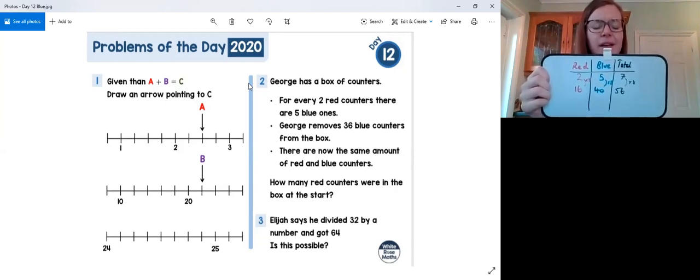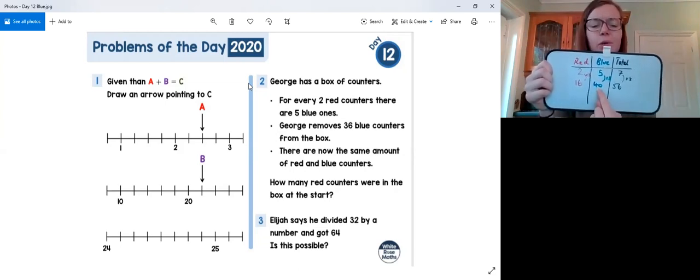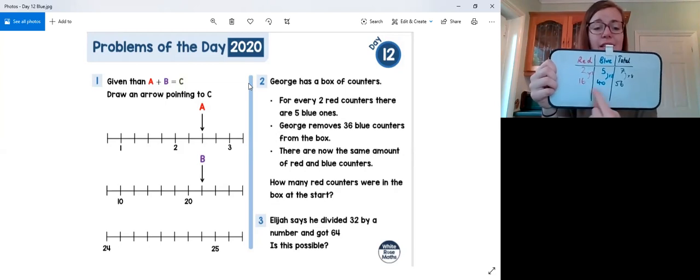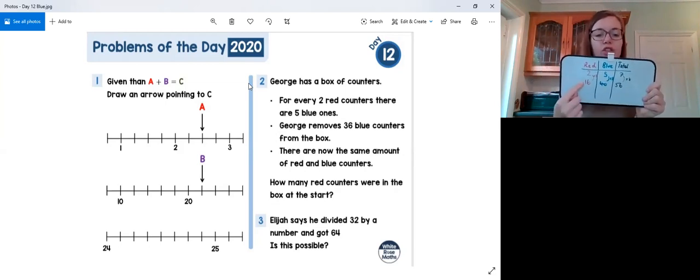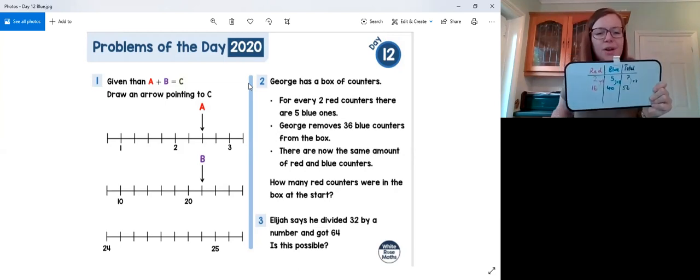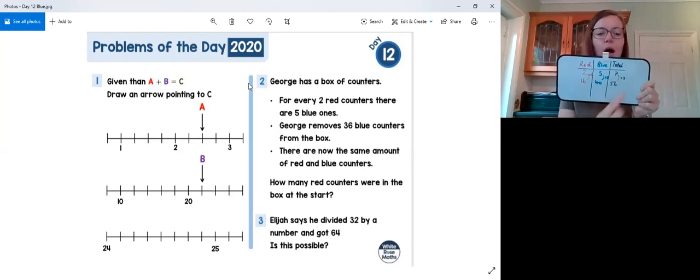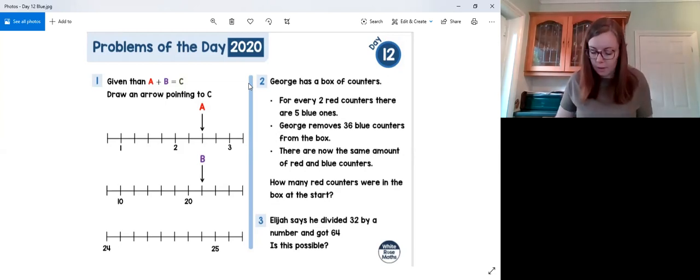Okay, but if I take 36 blue out, I'm only going to be left with 4. And 4 is definitely not the same as 16. It's far too small. So I could just keep going. I could just keep adding another lot of 2, another lot of 5, and keep going. But I don't know how long that will take. I'm now going to add another column to my table. And we're going to look at something else.